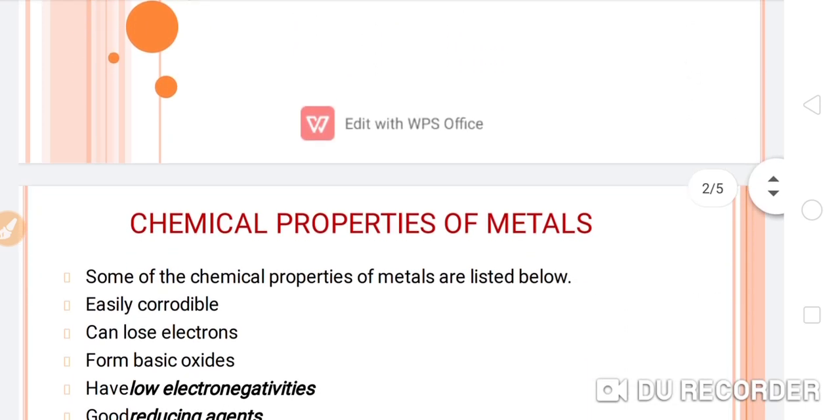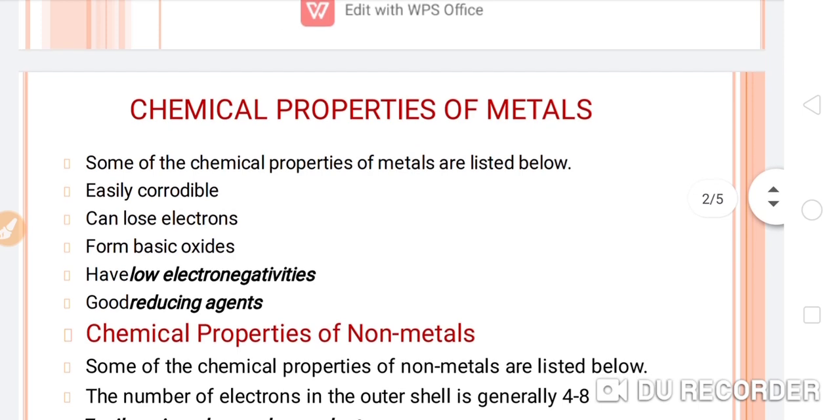So first of all, students, what are the chemical properties of the metals? Some of the chemical properties of the metals are listed below. These are easily corrodible, means metals can be corroded. Next, they can lose electrons, means they can lose electrons during bond formation, to complete their octet, and through which they can get stability.